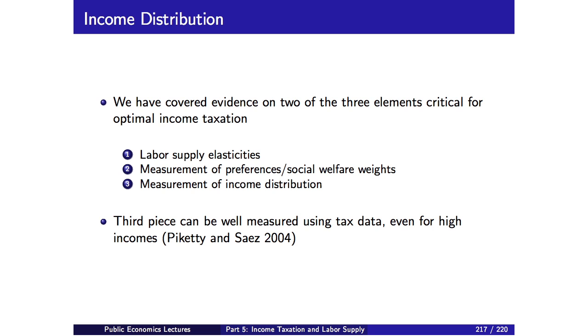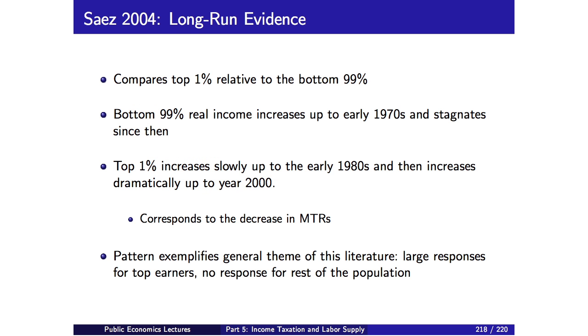And then the third thing is, if you think back to the Saez optimal income tax formulas, you need to know what the income distribution actually looks like, right? We talked about one example of that, like the Pareto tail at the very top with a Pareto tail parameter of 2, right? But I just want to show you that the third piece can also be well measured using tax data, even for very high incomes. And so this is the very well-known work of Piketty and Saez on top income inequality, which is of interest in its own right, but is also of interest in connection with calibrating optimal income tax models.